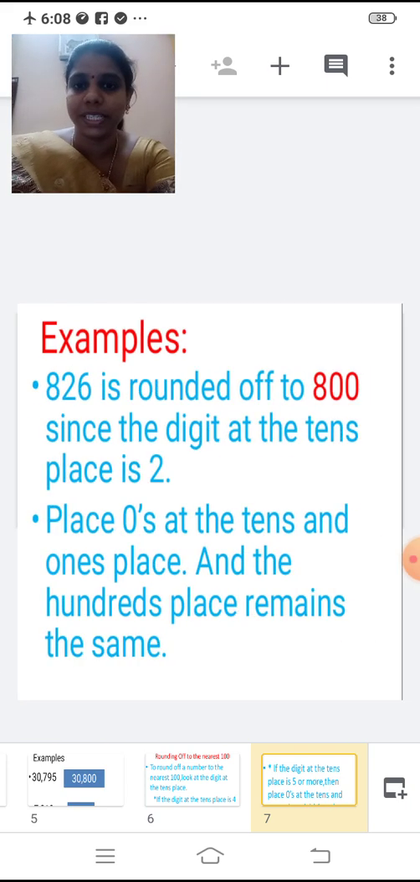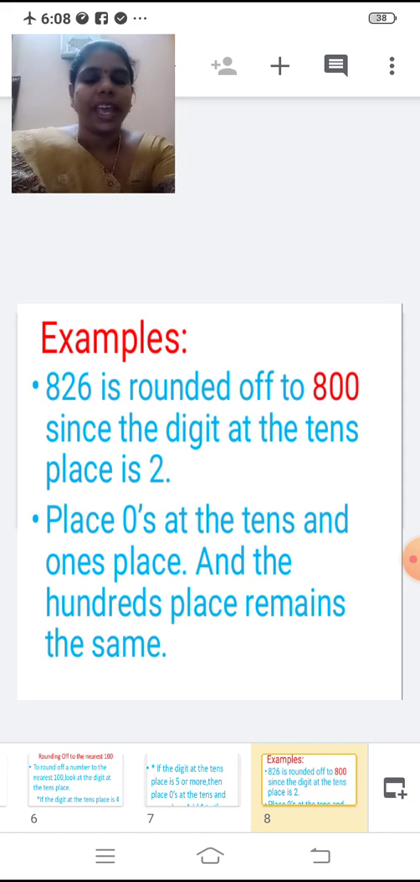Shall we see some examples now? Yes. 826. Now you are going to round off this number to the nearest 100. So you have to see the digit at the tens place. What digit are we having at the tens place? Now tell me, children, what digit are we having at the tens place?